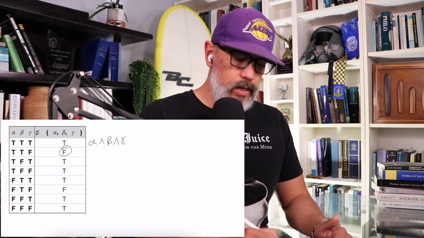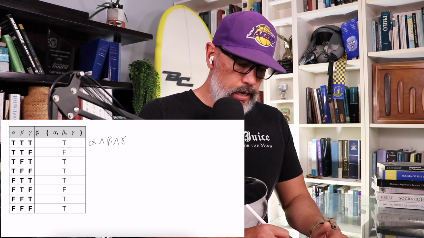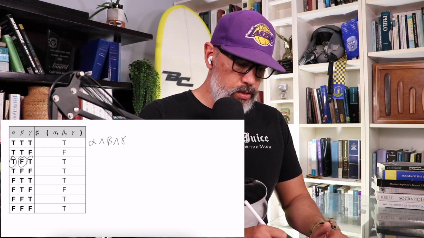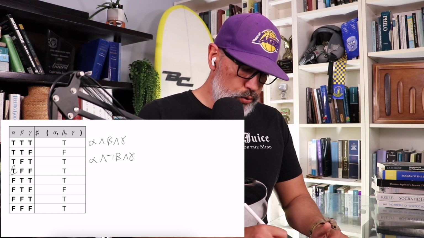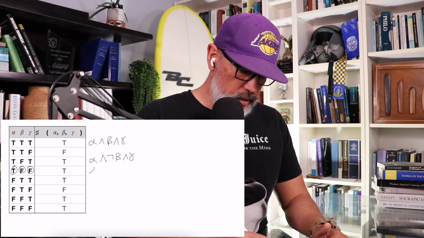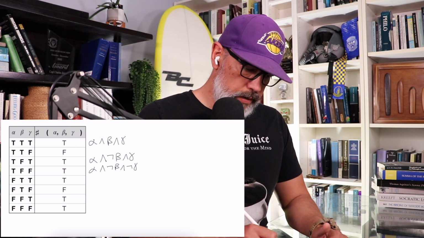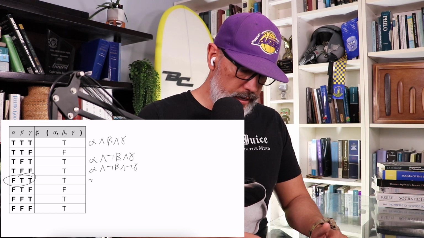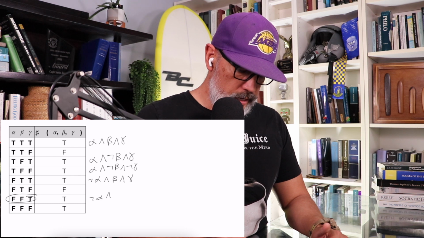Row 2 is an F row, so we're not going to worry about that row. We're not going to make a conjunction for that row. Row 3, we have alpha, we have beta being false, but gamma being true. So that's going to be alpha and not beta and gamma. Then we have true, false, false. So that will be alpha and not beta and not gamma. And then we have false, true, true. So that will be not alpha and beta and gamma. Then we have false, false, true. So not alpha and not beta and gamma.